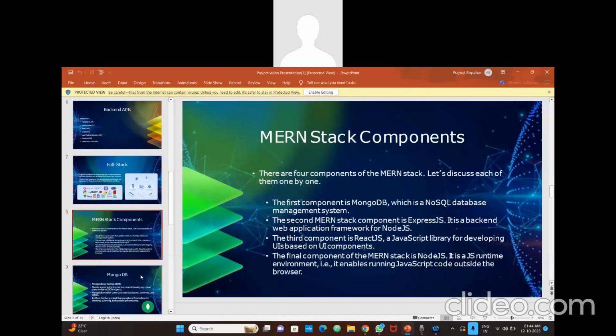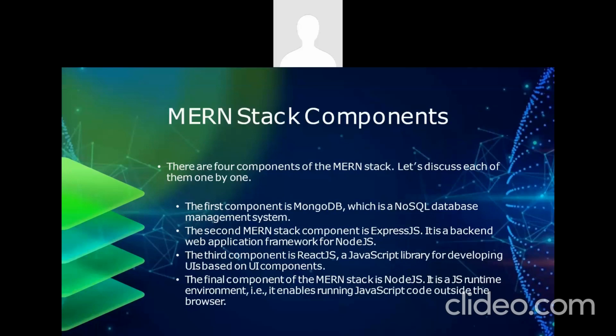Next slide. MERN stack components. The MERN stack is a combination of MongoDB, Express.js, React, and Node.js. MongoDB is a NoSQL database that stores data in a flexible JSON-like format. Express.js is a web application framework for Node.js. It simplifies building web applications and APIs.